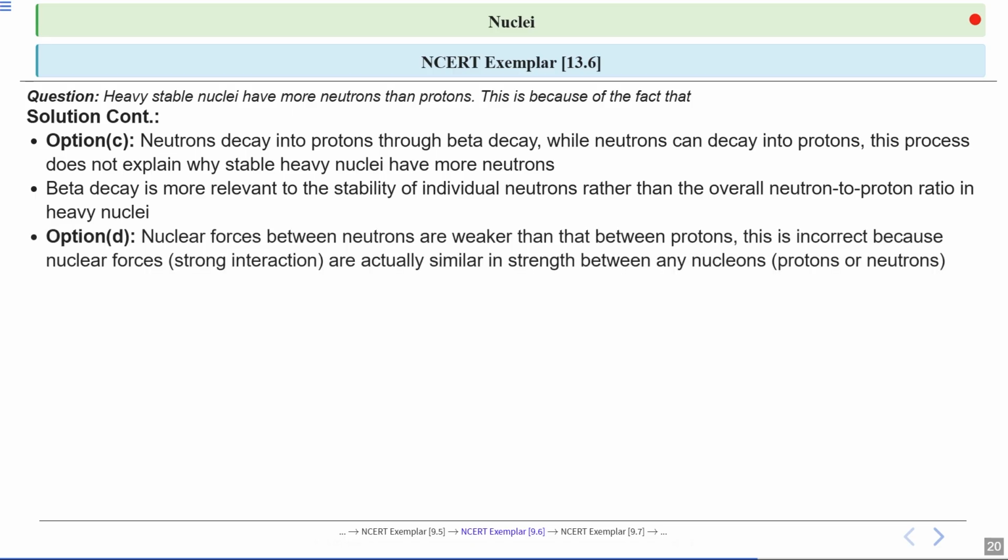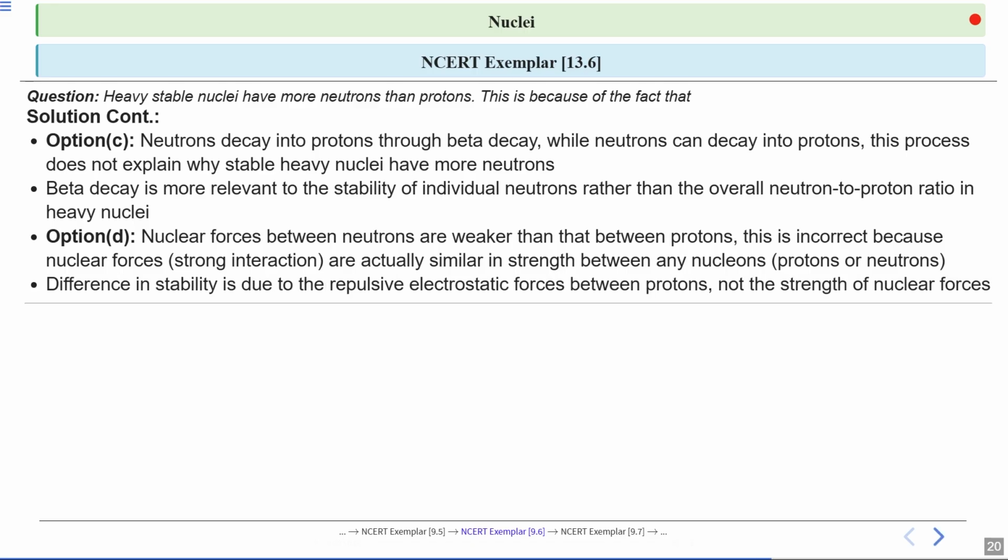Option D states that nuclear forces between neutrons are weaker than those between protons, but this is incorrect because nuclear forces are actually similar in strength between any nucleons. Nuclear forces don't depend upon the charge of nucleons. The difference in stability is due to the repulsive electrostatic forces between protons, not the strength of nuclear forces.